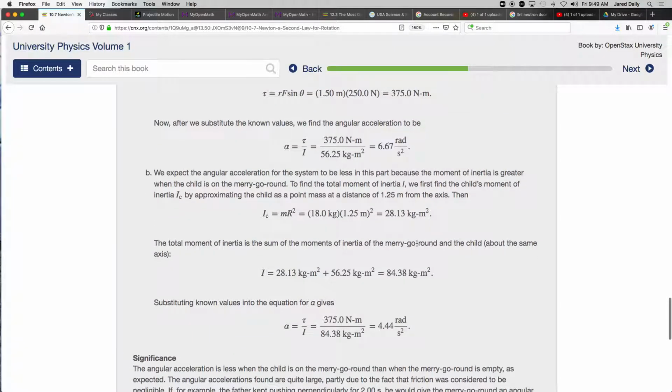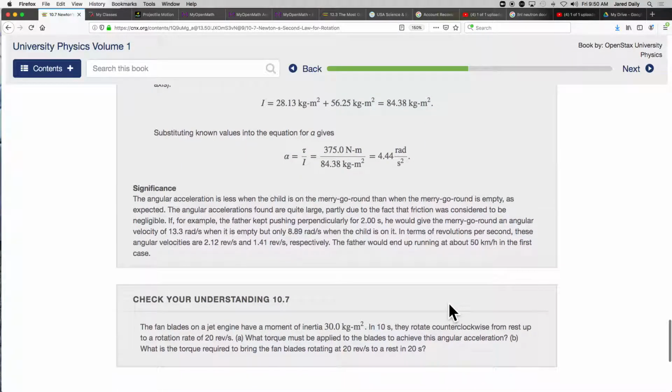It is less. Does that make sense? Of course it does, because there's a child on there, so it's got more mass, and it's going to take more to accelerate.